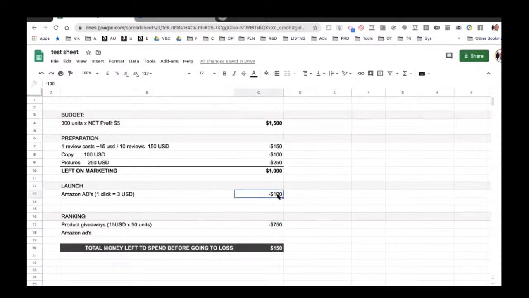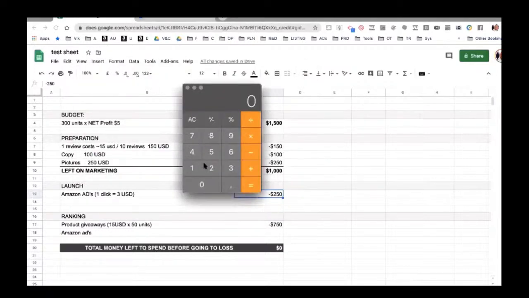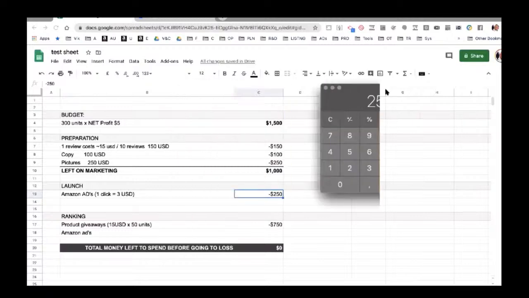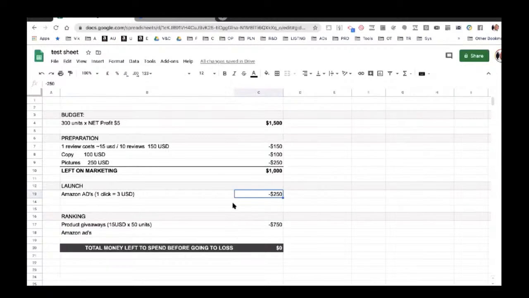Now, the max you can spend here is what? Minus 220, 250, sorry. So how many clicks can you buy if you have $3 per click? You just need to calculate. You have $250, and let's say your average click price is $3. So you can buy 83 clicks, right? If your click price is $1, then you can buy 250 clicks for this money, right?